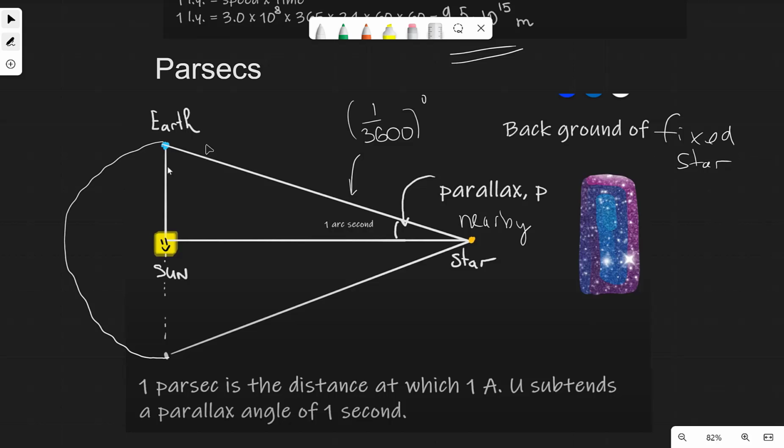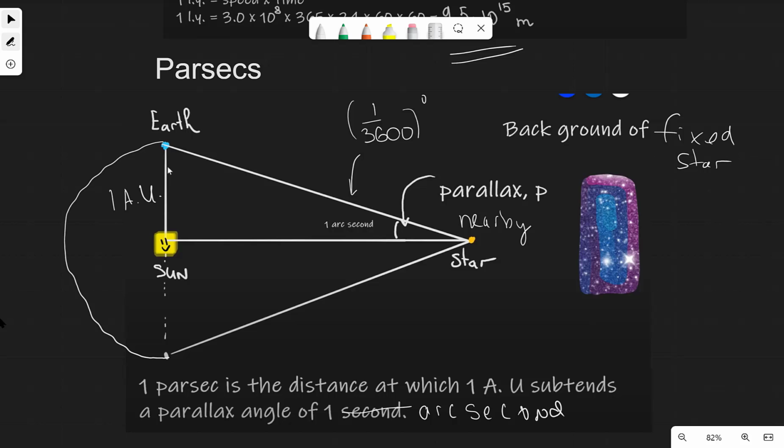So we know what the distance between the Earth and the sun is. We've just mentioned that. It's one astronomical unit. Then if we know this and we can calculate this in meters, then we can use some simple trigonometry if we just measure the parallax angle with a telescope. This is the exact technique that is used to estimate the distance to nearby stars. Now, the parsec is this distance across here. One parsec is defined as the distance at which one astronomical unit subtends a parallax angle of one arc second.